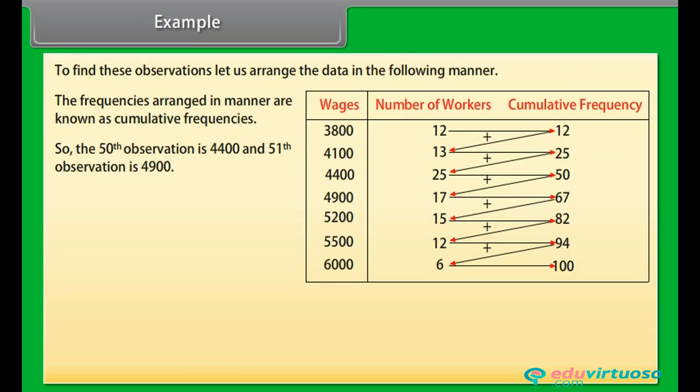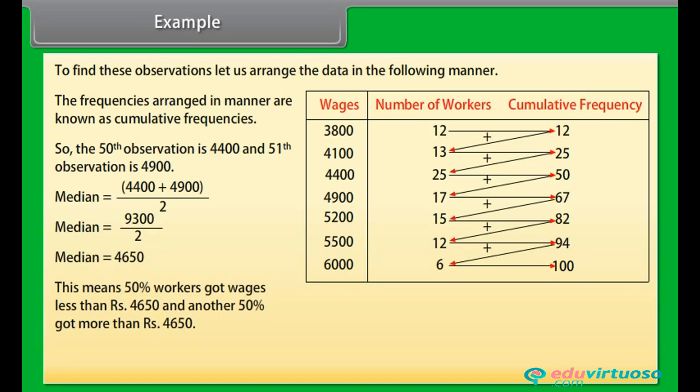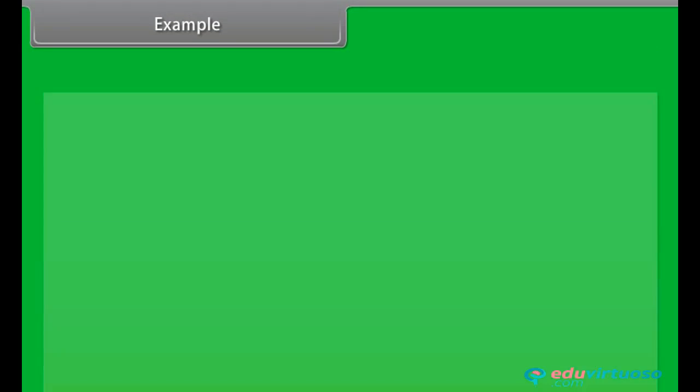So, the 50th observation is 4400 and 51st observation is 4900. Median is equal to 4400 plus 4900 by 2. Median equals 9300 upon 2. Median is equal to 4650. This means 50% workers got wages less than rupees 4650 and another 50% got more than rupees 4650.